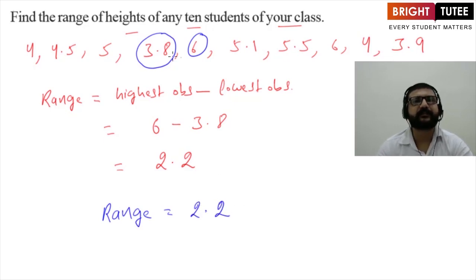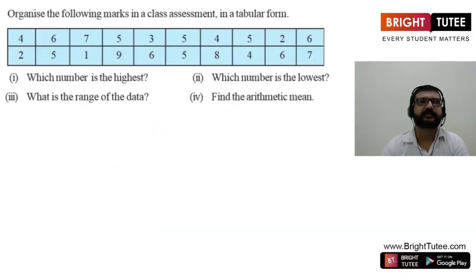Now this data will vary from student to student. So in this question, first we collected the data, and for finding the range we simply subtracted the lowest observation from the highest observation. This gave us the range as 2.2. Now let's move to the next question.